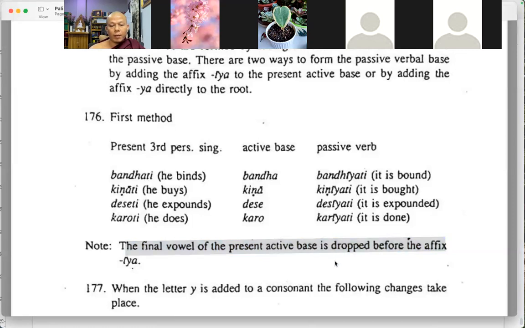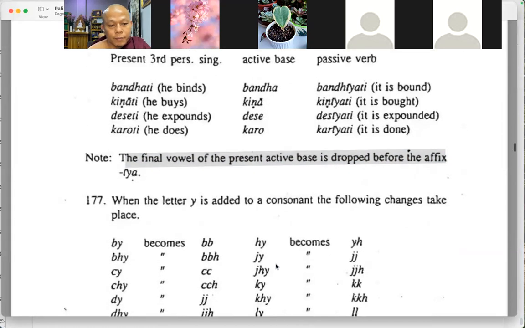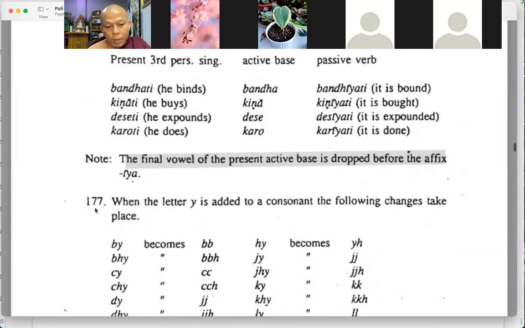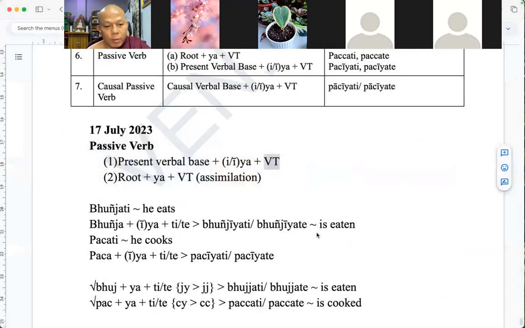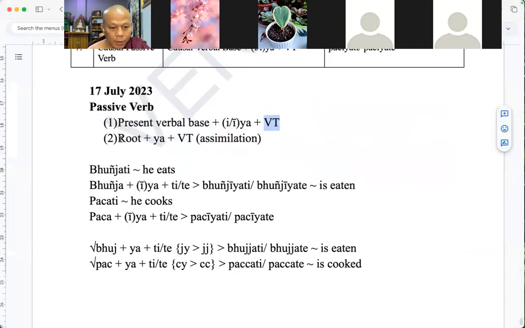And now the important one we need to know is here in paragraph number 177. When the letter ya is added to a consonant, the following changes take place. So in the second way of forming, the ya suffix is added to the root.